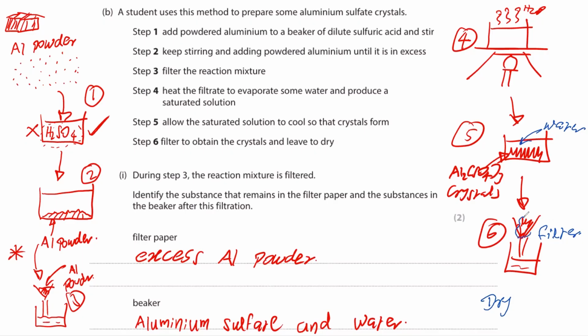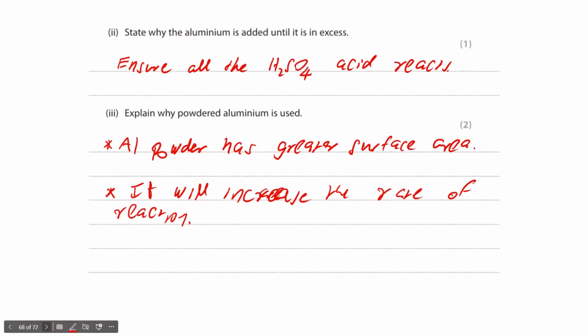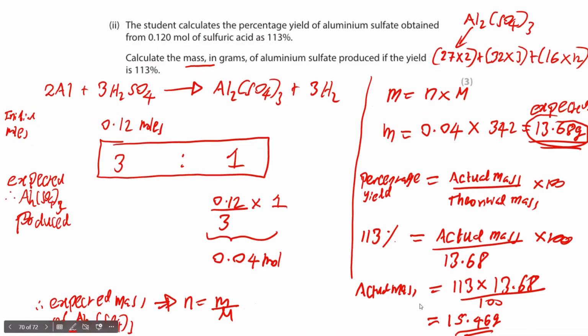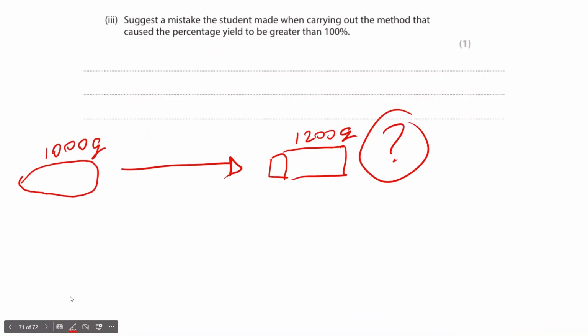Moisture will remain there. We did the calculation to find the mass of aluminium sulfate we are supposed to get. We never talked about the water. So if your crystals are not dry enough, some of this water will remain in the crystals. So when you measure the mass, the mass is more than you expected. Now they are asking, suggest a mistake the student made when carrying out the method that caused the percentage yield to be greater than 100%.